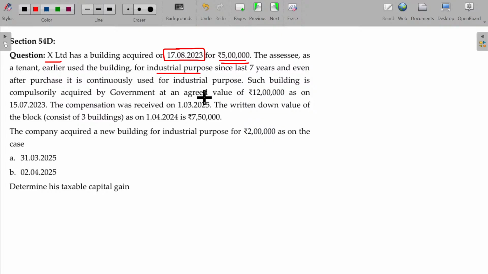So 54D. If the asset is compulsorily acquired by the government, then you can of course claim the deduction under section 54D by purchasing additional land and building for the industrial purpose at another place later on, provided you use that for your industrial purpose at least for 2 years. Either you yourself or as being the tenant you can use it. So here you are using this as a tenant for 7 years, so you are eligible for claiming the deduction under section 54D. It is continuously used for industrial purpose and compulsorily acquired by the government, and the sale consideration in this case being 12 lakhs.